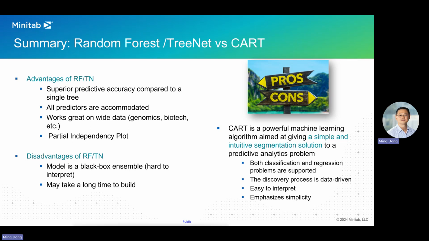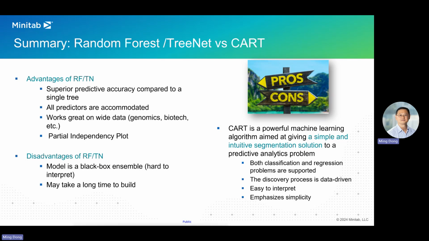It's data driven. When you run this machine learning algorithm, it doesn't make any assumptions, which means there's no model equation. We just look at the data to split yes or no, based on maximum separation of yes and no. So we split a tree based on data, without any assumption. So CART can be very easy to interpret, and also very simple.